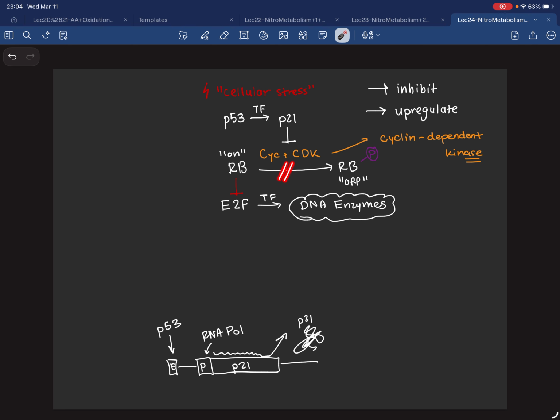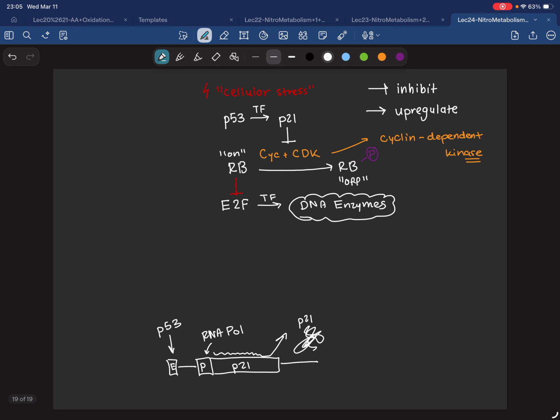And if this reaction never happens, because cyclin and CDK are off, this is always on, and it's always suppressing E2F. If E2F is always suppressed, this reaction doesn't happen, and these never get made. And you've successfully stopped the cell cycle. You've successfully stopped DNA replication. So, cyclin and CDK cut the brakes to DNA replication. p21 fixes those brakes. It puts RB back in business.